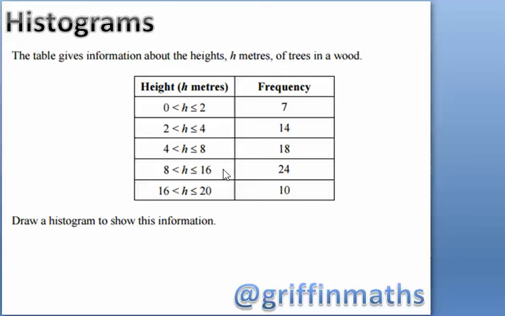Let's start by looking at the key things about a histogram. First thing you should notice is that the class widths in this grouped frequency table are different. 0 to 2, 2 to 4, then it goes 4 to 8, 8 to 16, and 16 to 20. So in this case, a histogram is important because we can't draw a bar chart, because it's the area of each of the bars that's important and not the height.